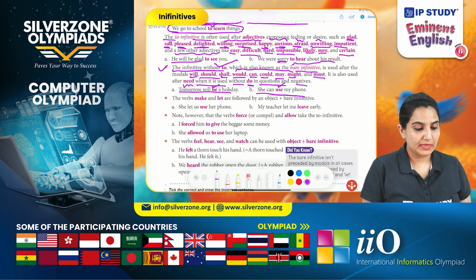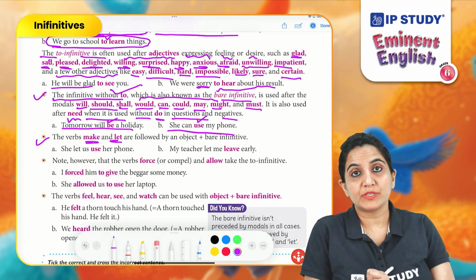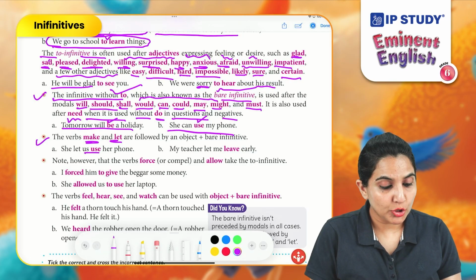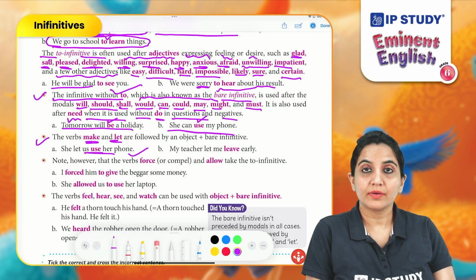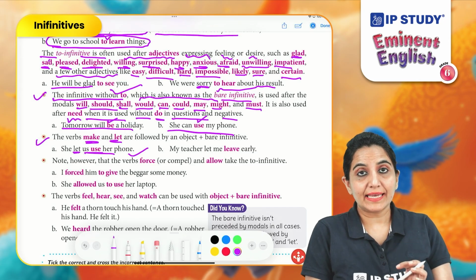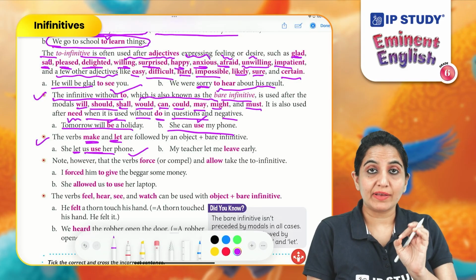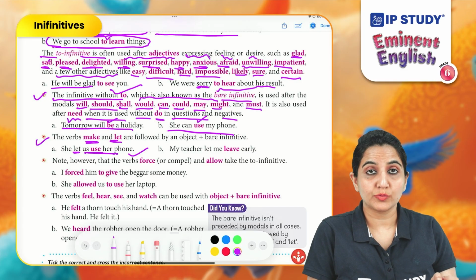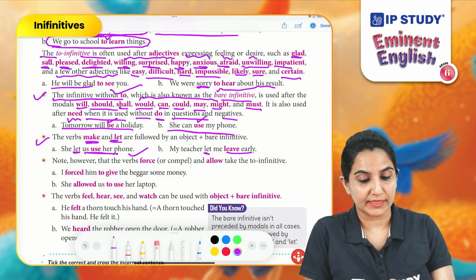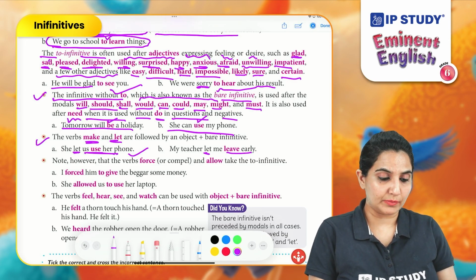Okay. The verbs make and let are followed by an object and a bare infinitive. Like, she let us use her phone. Right? So the verbs like let and make are followed by an object and a bare infinitive. Use her phone. Use what? Her phone. My teacher let me leave early. So leave is the bare infinitive. Who let me leave early? My teacher let me leave early.